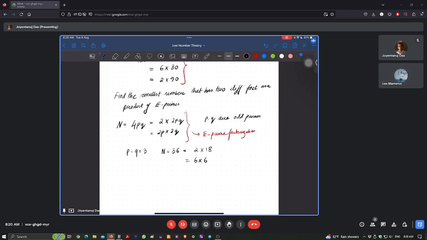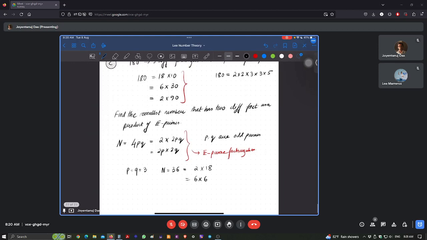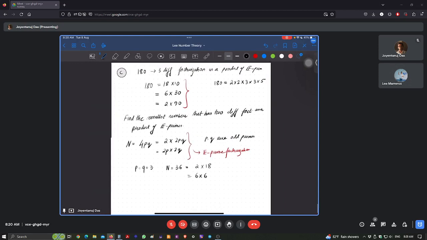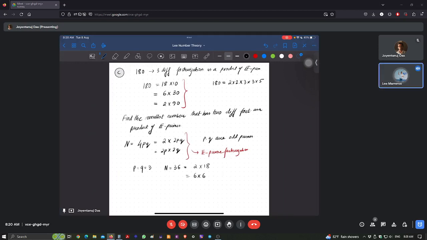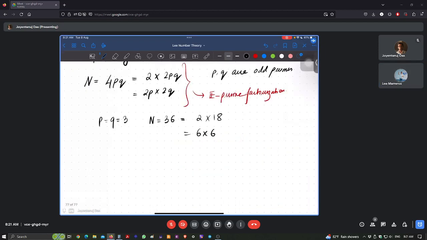So now they're asking, what about three factorizations? If I want three factorizations, then what is the smallest? For 180, I know that it has three factorizations. So they are asking, is 180 the smallest one, or can we have an even smaller number that has three factorizations? PQ works because it has two different factorizations. So we need one letter more, PQ and R. So PQR. For that we need 8PQR, right? Or will 4PQR work? What is the idea?